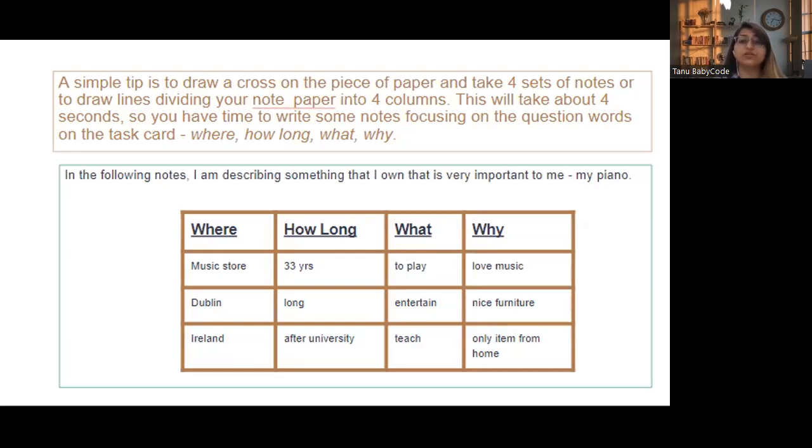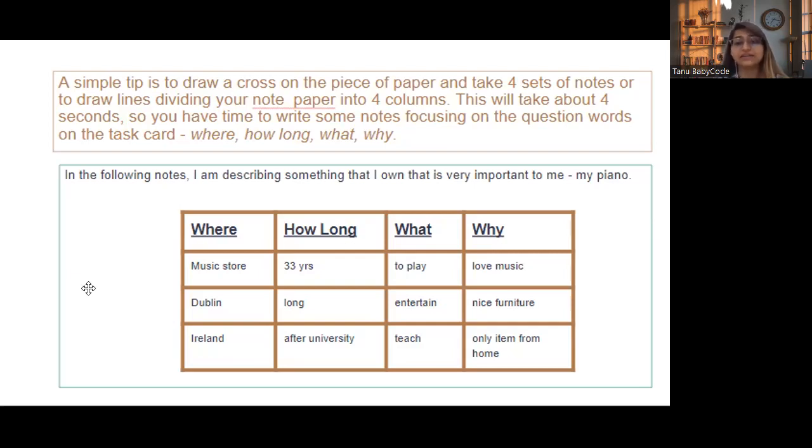So, in the following notes, I am going to talk about something I own which is very important to me, my piano. I will focus on the question words which are there on the task card: where, how long, what, and why. You have to answer all those questions here. So, my piano, where? I got it from a music store, Dublin, Ireland.